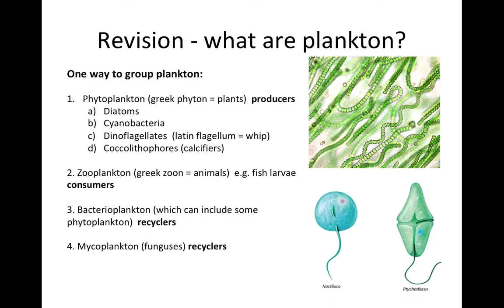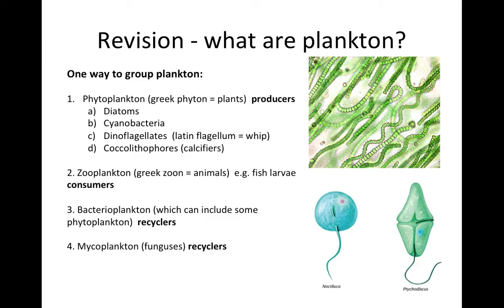So first of all, just a quick revision from your first plankton lecture with Chris Lowe. This is one way of grouping different types of plankton. We have phytoplankton, which are plants, zooplankton, which are the animals as consumers of some sort, bacteria-based plankton, which are predominantly involved in recycling, and also the fungi, also recyclers. In terms of phytoplankton, we've got different types: diatoms, cyanobacteria, dinoflagellates, and coccolithophores. We're going to talk a bit about coccolithophores within the lecture. There are examples of dinoflagellates you can see under the microscope in the bottom right-hand corner of the slide.